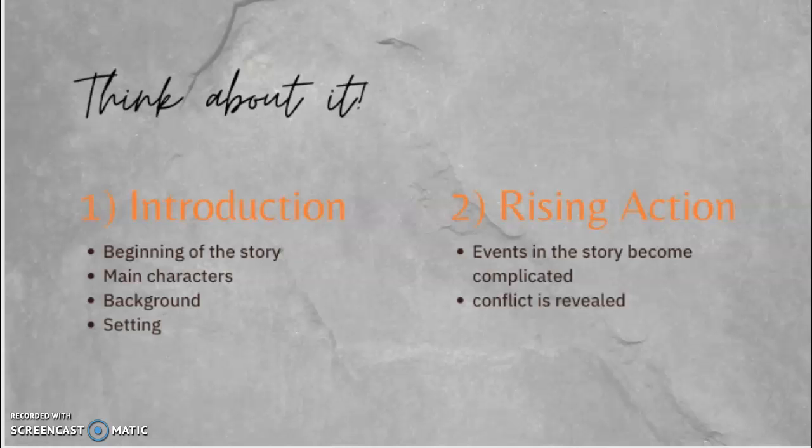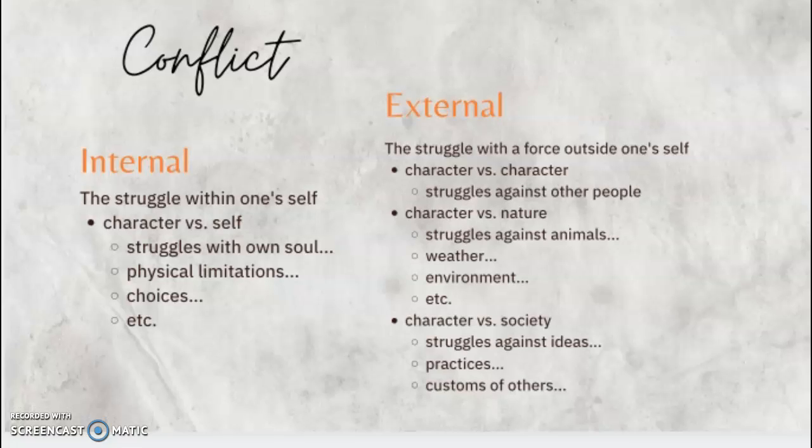Next is the rising action. This is when events in the story become complicated and the conflict is revealed. So moving on to a little bit more excitement in the story. And conflict is essential to a plot because it ties incidents together in the story and moves the plot forward. And most of the time when people think of conflict, they think of just two people having a conflict with each other, but there's actually a couple other kinds, which we're going to talk about next.